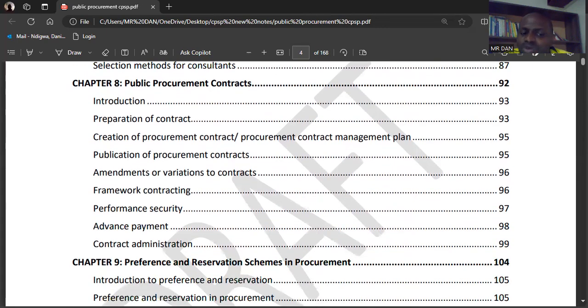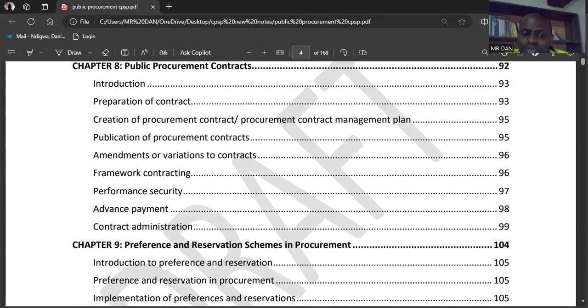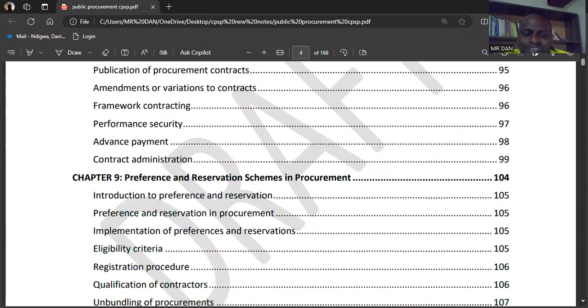Then framework contracting also is very critical. We shall also talk about that. Performance security, advanced payment, and contract administration. Chapter 9 is all about preference and reservation schemes in public procurement. And when we talk about preference and reservation, we normally say 30% is normally reserved for the youth, people living with disability, the women, and the vulnerable in society. Therefore, there's a whole topic for that.